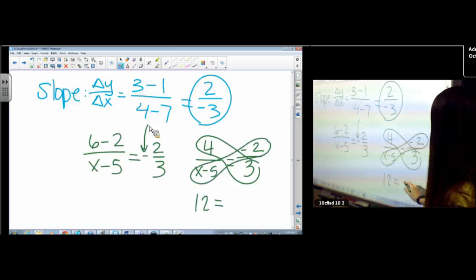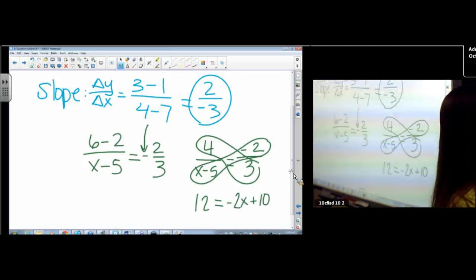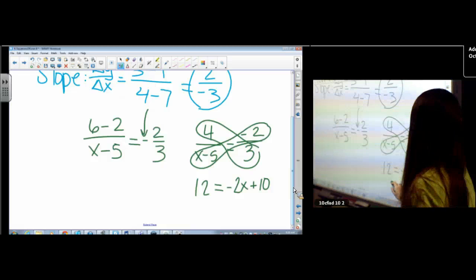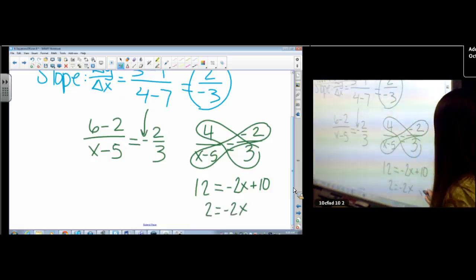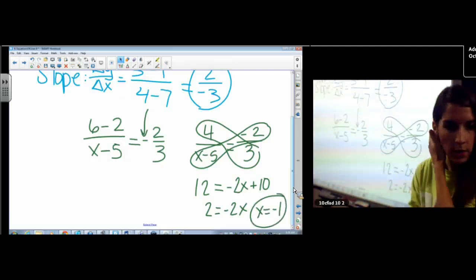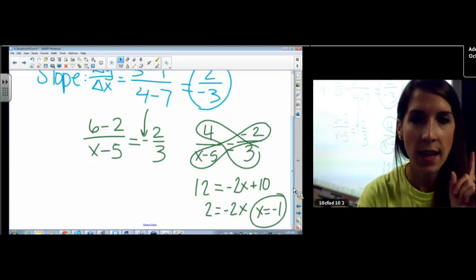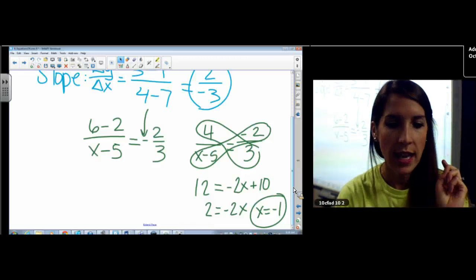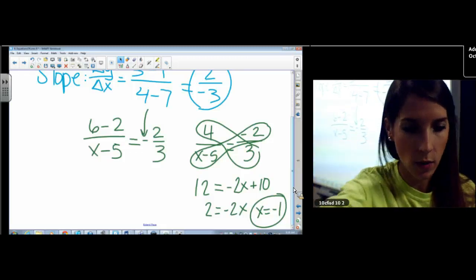Negative 2 times x minus 5 would be negative 2x plus 10. We would subtract 10 from both sides. 2 equals negative 2x. We would divide by negative 2, so x is negative 1. Did I explain that how you wanted me to? Did that make sense? Step 1, we found the slope. Step 2, we used that slope with the slope formula to find our missing coordinate.